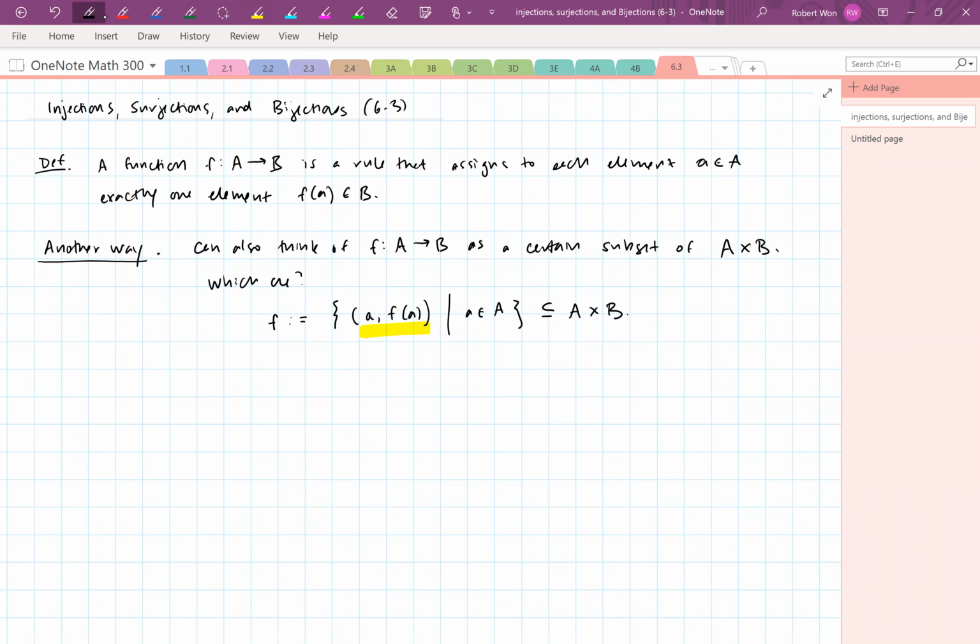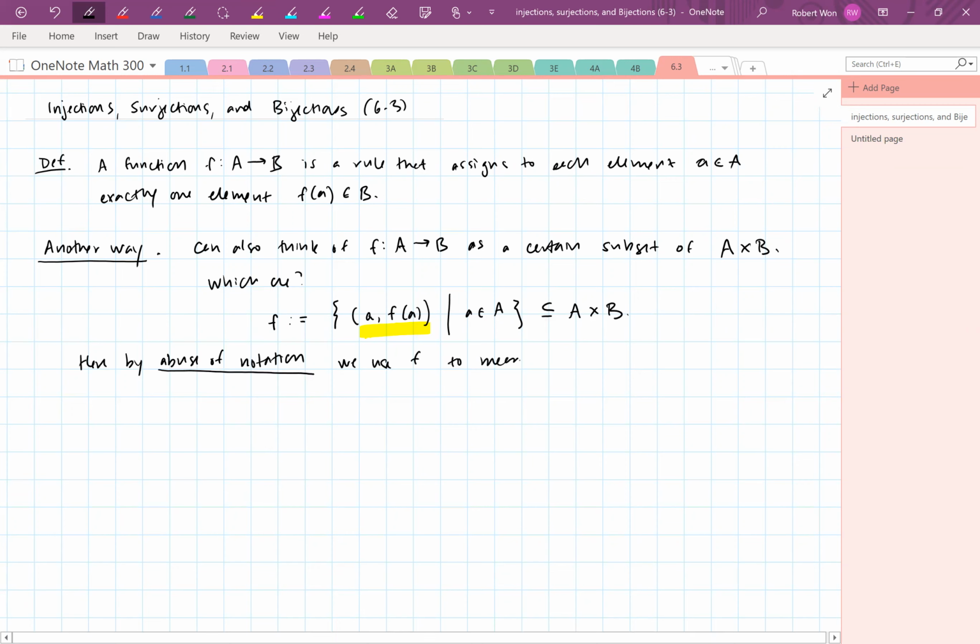Okay, so here I'm using the same letter f to refer to two things. Sometimes mathematicians will call this abusing notation. To abuse notation means that really you should only use one name for one thing, but here I'll use the same name for two different things. So by abuse of notation, we use f to mean both the rule that takes a and maps it to this element f of a, and this subset of A cross B.